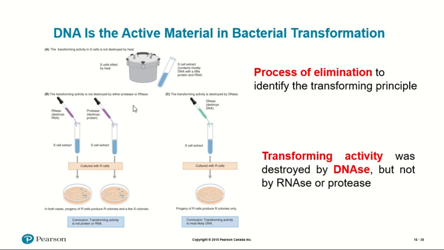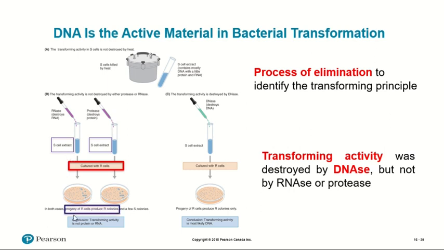So let me walk you through the experiment. Here they have the S cell extract. The cells were previously heated, so they are dead, but the transformation activity still takes place. Here they used RNase, which destroys the RNA. Here they did a similar experiment with the enzyme protease, and again this extract has dead cells, and they cultured it with R cells. If the transformation principle was RNA or proteins and it was destroyed, there was not supposed to be a transformation from R to S.